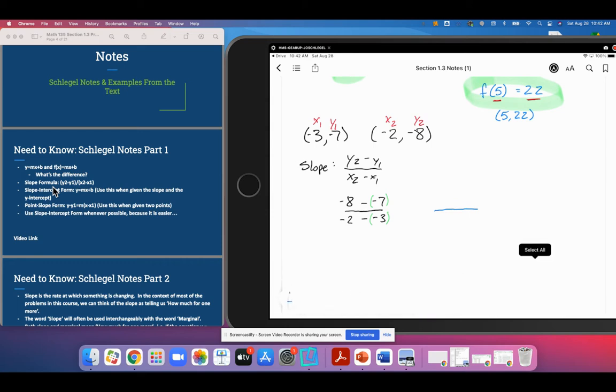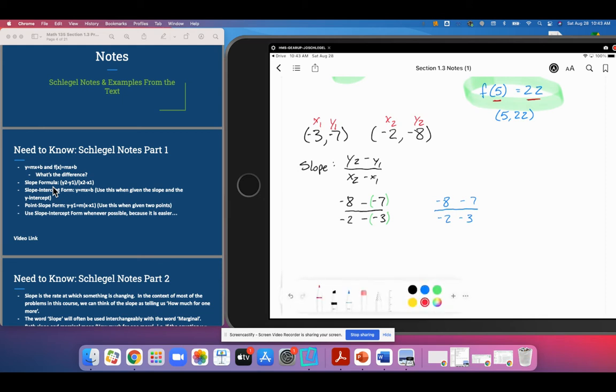Here's what will happen. They will say, gee, y2 is -8 and y1 is -7. And x2 is -2 and x1 is -3. I'll pause here for a moment for you to see the difference between the black example and the blue example. Again, the black example is correct. The blue example is not.